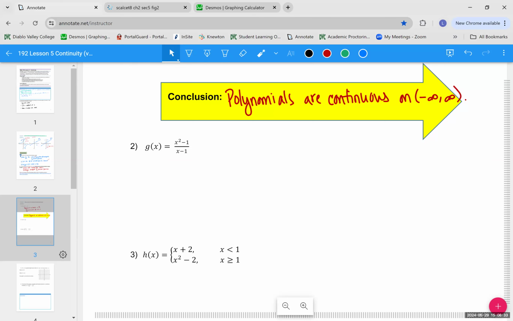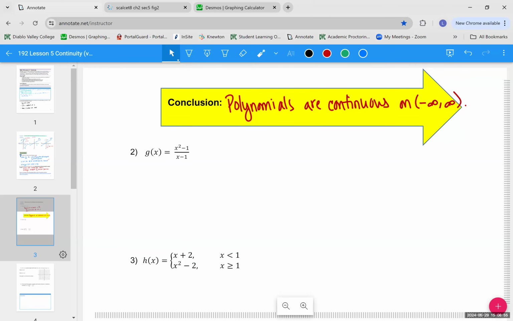Okay, so let's look at number 2. We have looked at this function a number of times already, but it's back. G of x equals x squared minus 1 over x minus 1. So in terms of thinking about domain, of course, we need to figure out when the denominator is equal to 0, right? The denominator is equal to 0 at x equals 1. So G is undefined at x equals 1, which means it will be discontinuous there.